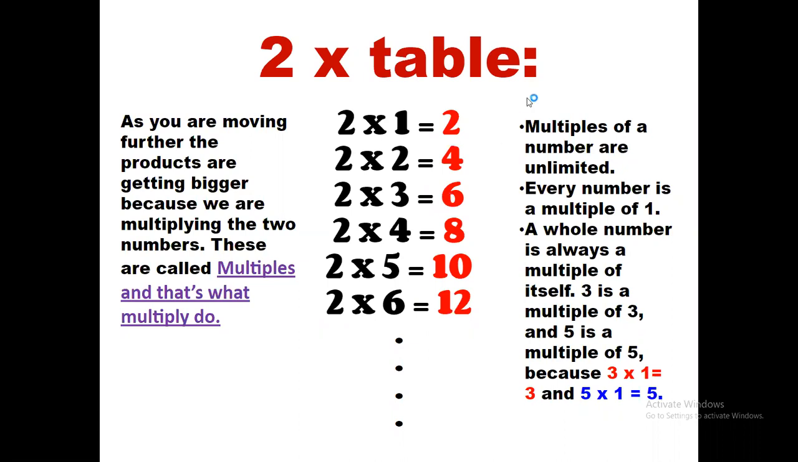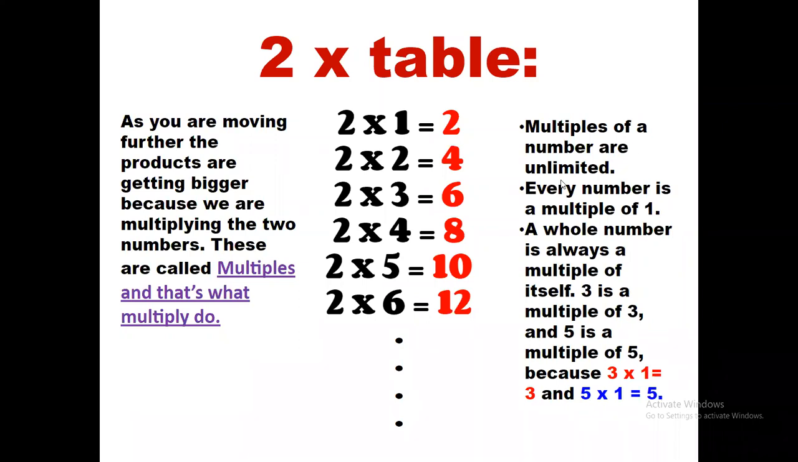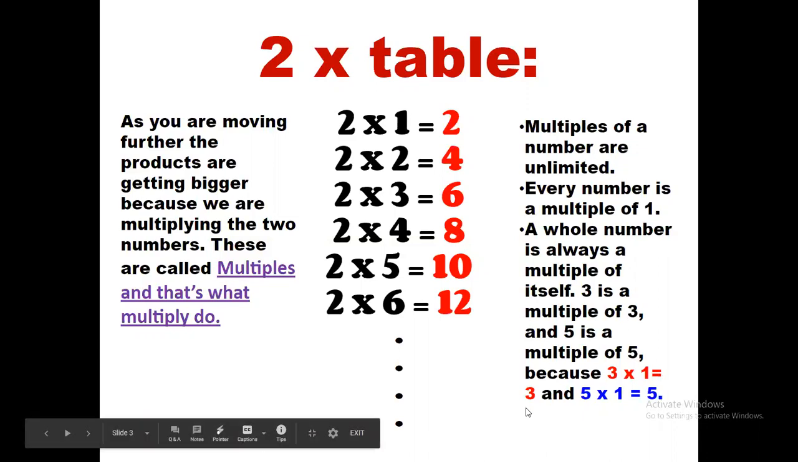In the same way, there are some facts about multiples which I have written over here. Multiples of a number are unlimited. As numbers are unlimited, in the same way, multiples are also unlimited. You can read the table; it's your own choice till where you read. Then every number is a multiple of 1, because in the table of one every number can easily come, and you can divide it also. A whole number is always a multiple of itself. For example, 3 is a multiple of 3. How? 3 ones are 3. That means every whole number is a multiple of itself, and 5 ones are 5.